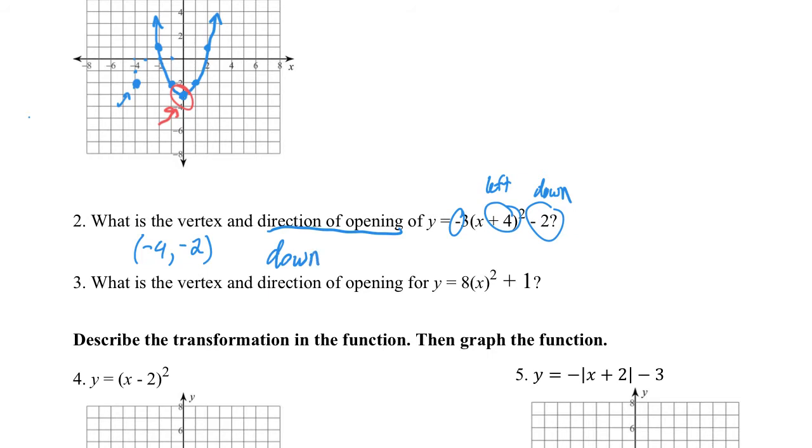Okay, number 3, same idea. There is nothing added inside with the x, so there's no left or right shift, but there is a shift up, so the vertex is just going to be 0, comma 1. Direction of opening, now the 8 is positive, so it's going to go up.